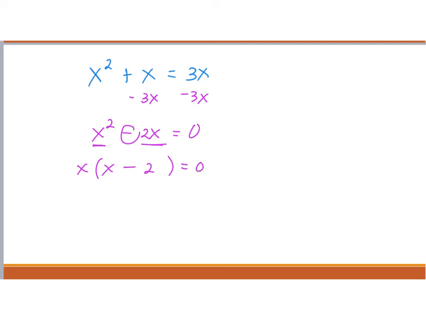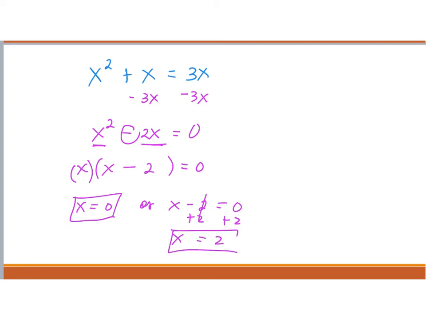Apply the null factor law, so it means that x equals 0 or x minus 2 equals 0. X equals 0, that's already the answer. It's already one solution. For the second one, x minus 2 equals 0, plus 2 on both sides. We get x equals 2. So the two solutions are x equals 0 and x equals 2.